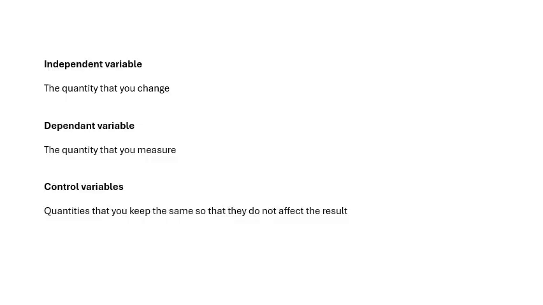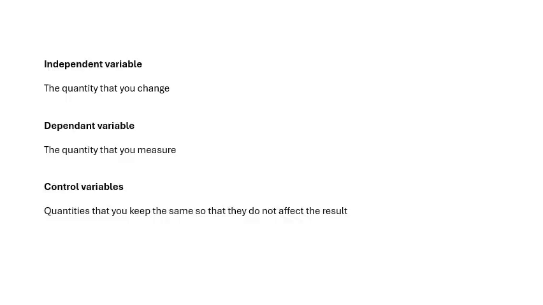You may be asked to actually plan an experiment. It'll probably be something the same as or very, very similar to one that you did in your PAGs, your practical assessments. Make sure you say what the independent variable is, the thing that you're going to change. The dependent variable is the thing that you're going to measure because it depends on the independent variable. And then control variables, things that you keep the same so that they don't have an effect on the result. They don't change the pattern that you're looking for to make it a fair test.